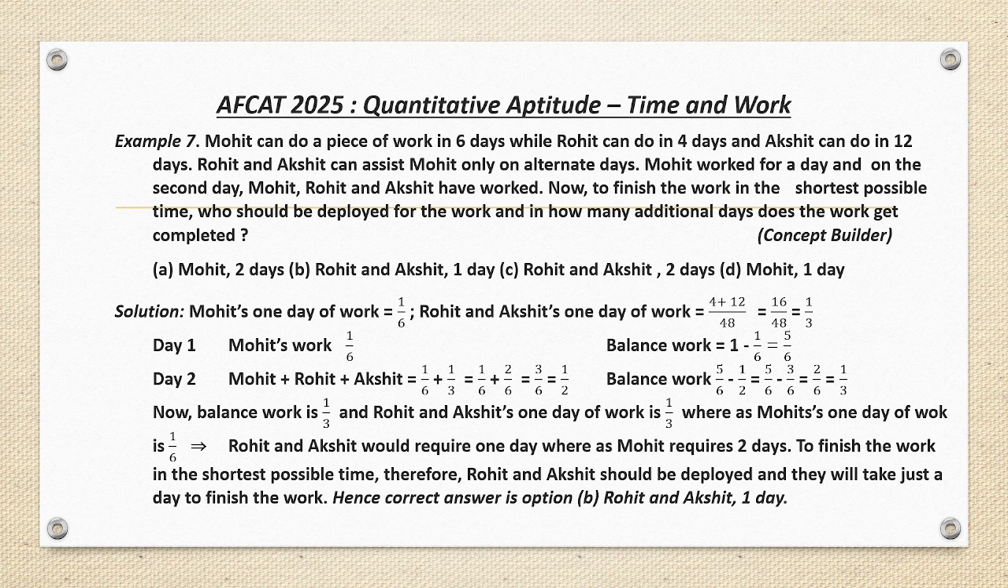Right. So balance work is 1/3, and incidentally, Rohit and Akshit's 1 day of work is 1 by 3rd. Right. And Mohit's 1 day of work is 1 by 6th. So Rohit and Akshit can complete this work in 1 day, whereas Mohit will take 2 days. So shortest possible time, Rohit and Akshit should be deployed, and they will do it in 1 day. So the correct answer is option B, Rohit and Akshit, 1 day.